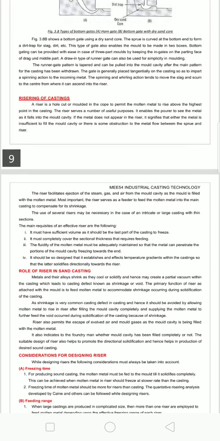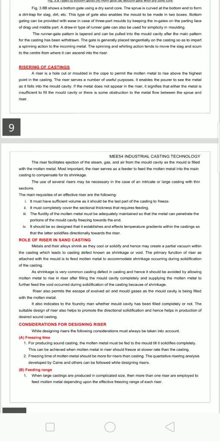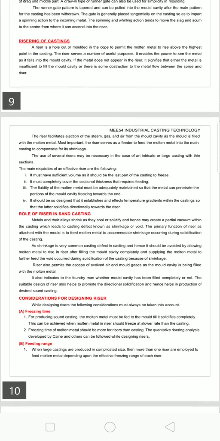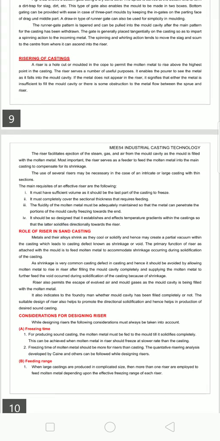The main requirements of an effective riser are that it must have sufficient volume, as it should be the last part of the casting to freeze. It must completely cover the sectional thickness that requires feeding. The fluidity of the molten metal must be adequately maintained so that the metal can penetrate the portions of the mold cavity freezing toward the end.